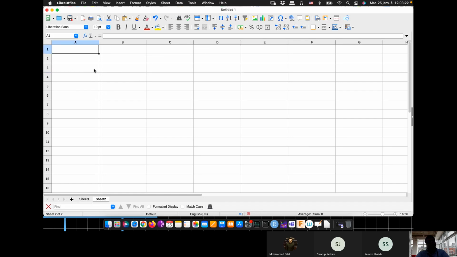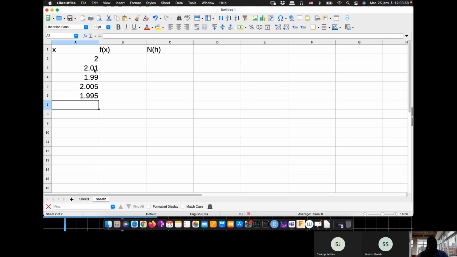I'll just do it again. So I'm going to write x and I'm going to write f(x). And of course, all the N(h) things will be calculated here. Now what is x? I have to calculate at x equal to 2. Then I'll take h as 0.01. So I'll write 2 plus 0.01, and 2 minus 0.01, and then 2 plus 0.01 divided by 2, and again 2 minus 0.01 divided by 2.